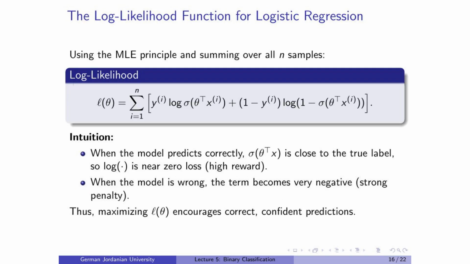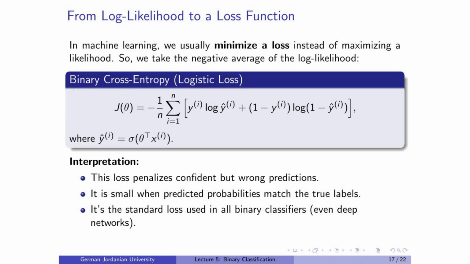Now, when we sum over all data points and take the logarithm, we get the log likelihood function. This function rewards correct predictions by giving them higher values and penalizes wrong ones heavily. So, by maximizing this log likelihood, our model learns to make confident and accurate predictions. In practice, we minimize rather than maximize, so we take the negative log likelihood, also known as the binary cross-entropy loss. It penalizes incorrect and overconfident predictions and rewards correct ones.